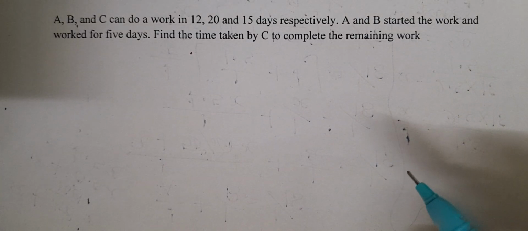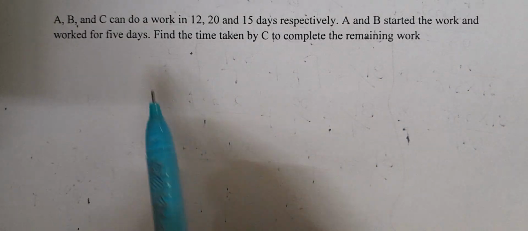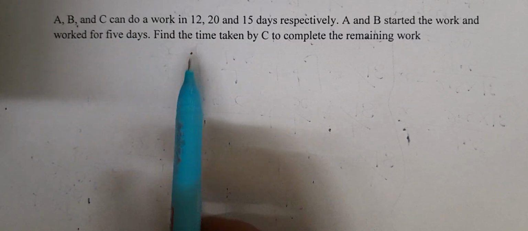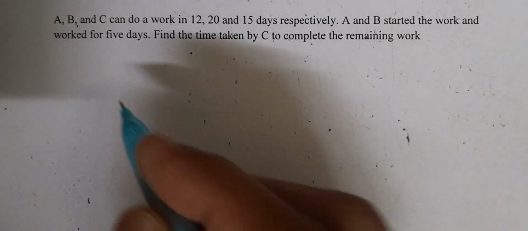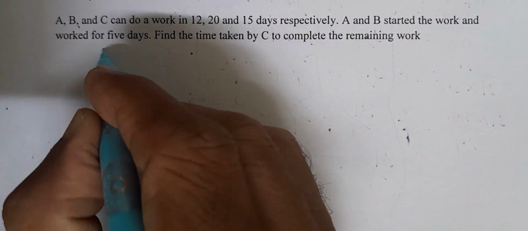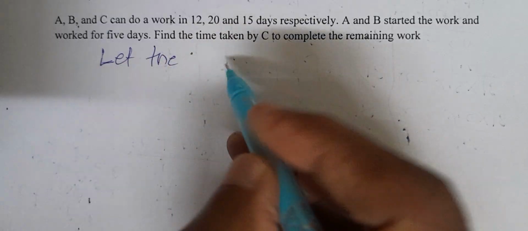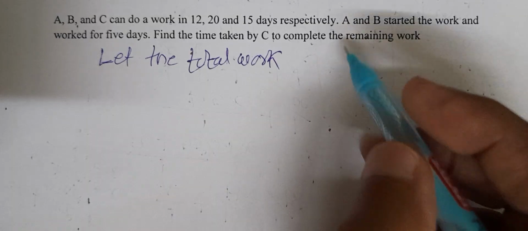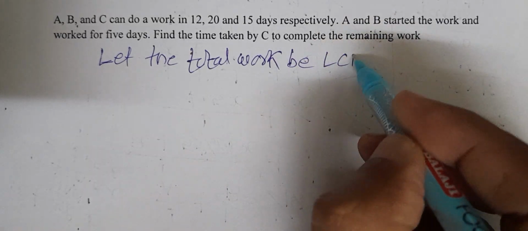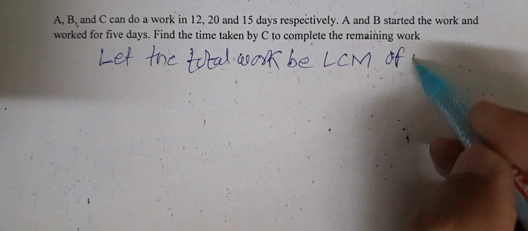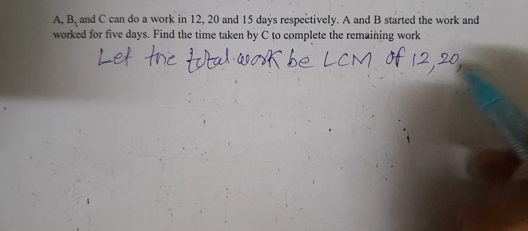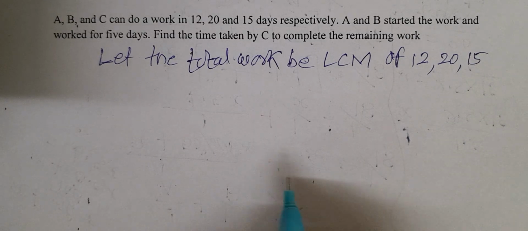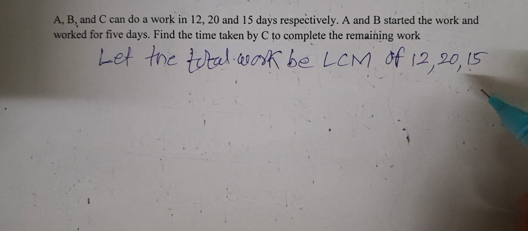So let the total work be the LCM of these three, the work done by A, B, and C. Let the total work be the LCM of 12, 20, and 15. So we have to find the LCM of these. The LCM of these is 60.